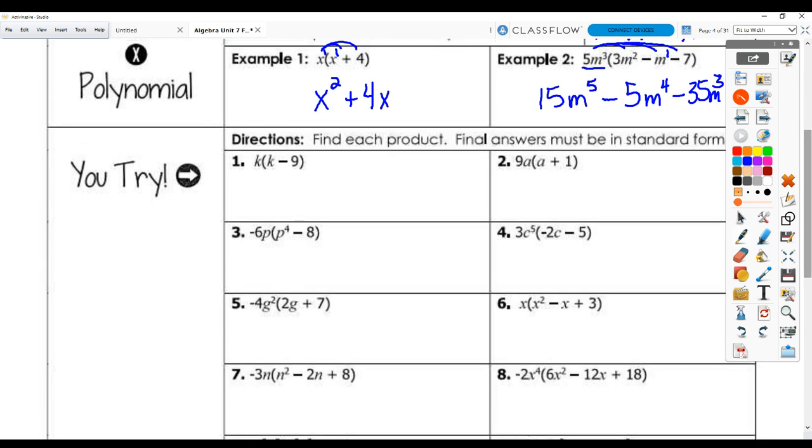So let's do some more examples. And let's remember our final answers must be in standard form. So k times k is k squared, because this is really k to the first and k to the first. And then k times minus 9 is minus 9k.